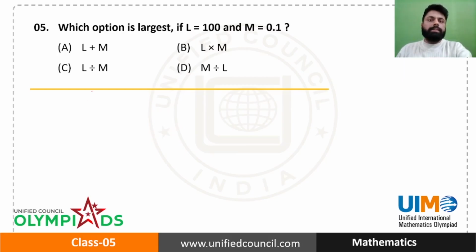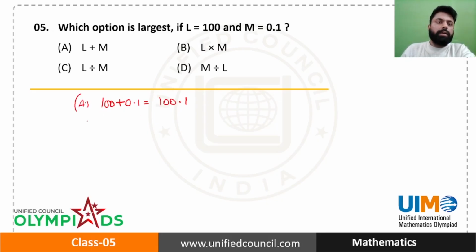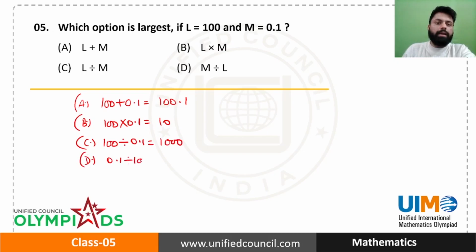Which option is largest? A is equal to 100 and M is equal to 0.1. So 100 plus 0.1, that is equal to 100.1. A option. B option, 100 multiplied by 0.1, that is equal to 10. C option, 100 divided by 0.1, that is equal to 1000. And D option, 0.1 divided by 100, that is equal to 0.001. So this is the greatest one. C option is the correct answer.